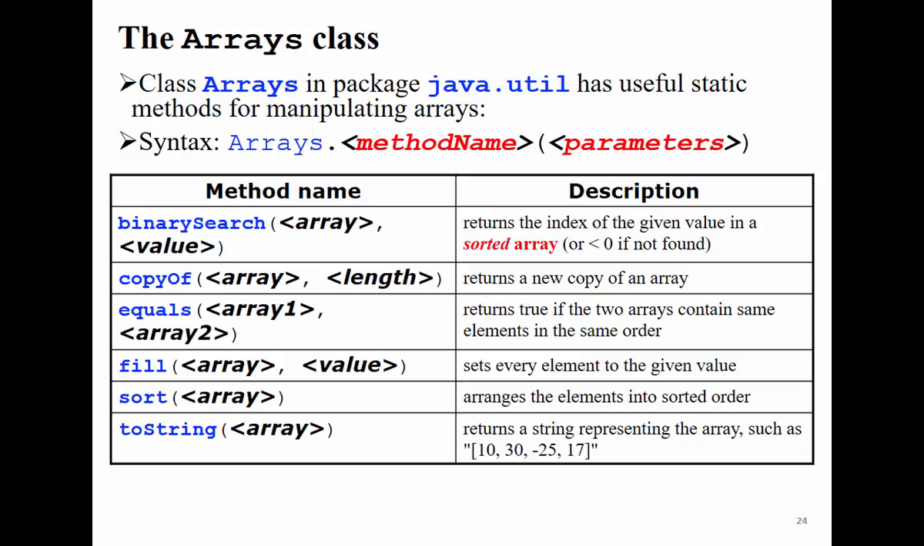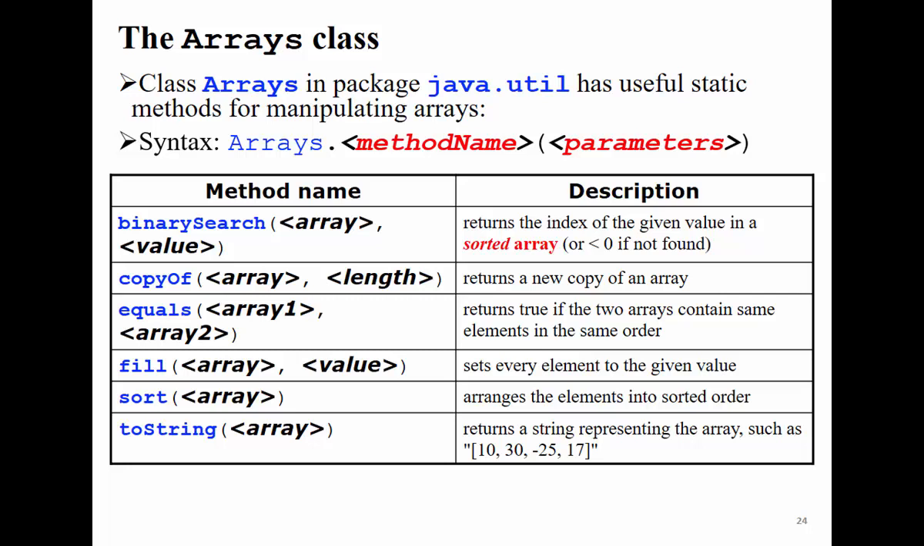Binary search: you give the array and the value that you are looking for, and it will return the index, or return a value less than 0 if the value does not exist. But there is a precondition here: the array should be sorted. With copyOf, you give the array and you give the length, and it will return a new copy, a new object. Okay? It will return an object of type array, with the same type as the array that you are looking to copy.